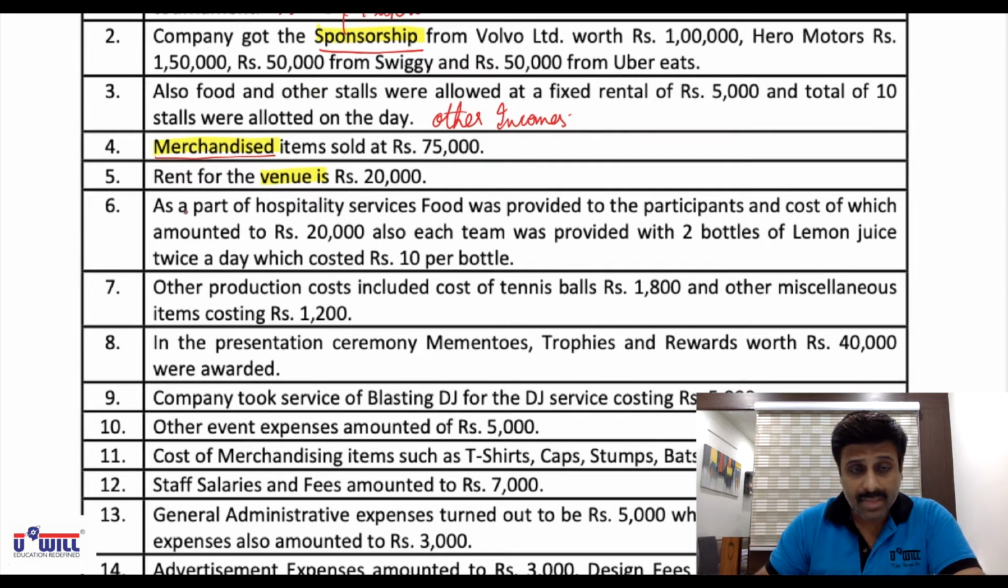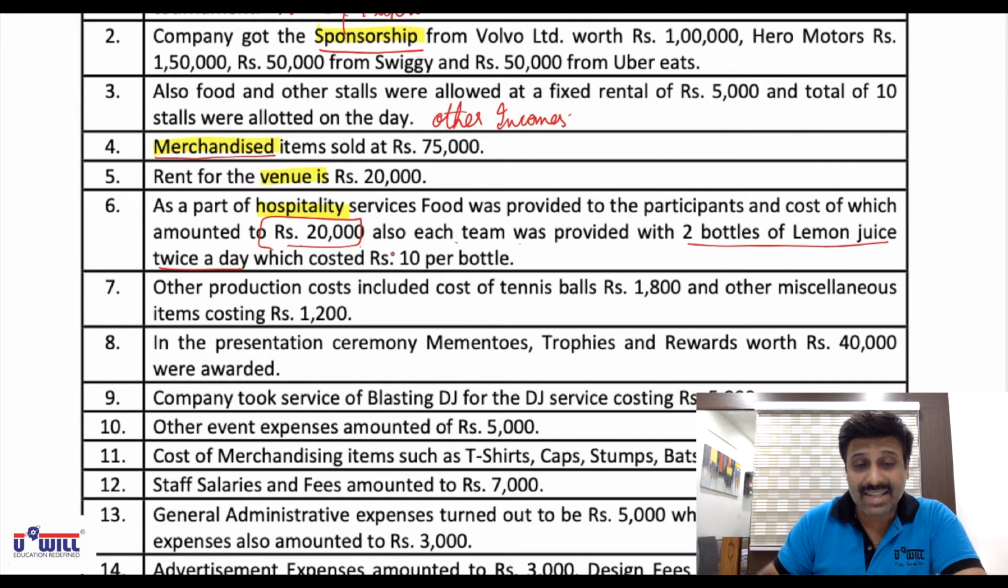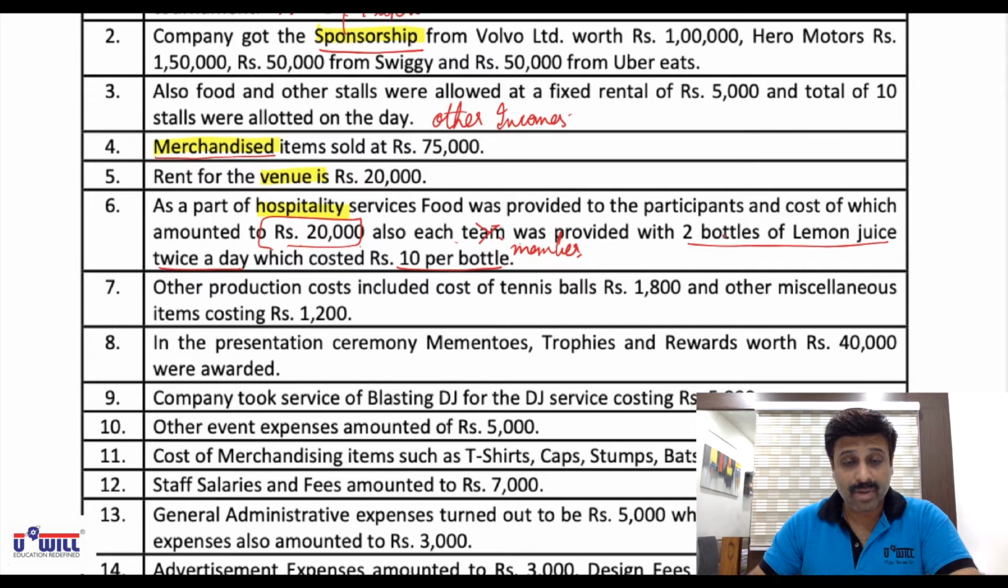Then as a part of hospitality services, food was provided to the participants and cost of which amounted to 20,000. So total food costed 20,000, and also each team was provided with 2 bottles of lemon juice twice a day, which costed 10 rupees per bottle. Actually, it should not be each team, but it should be each member or player. One team cannot manage with 15 players, cannot manage with just 2 bottles of lemon juice. So it will be for each player 2 bottles of lemon juice twice a day.